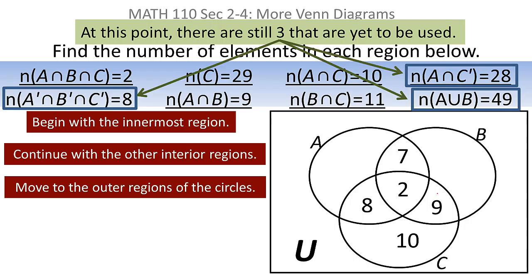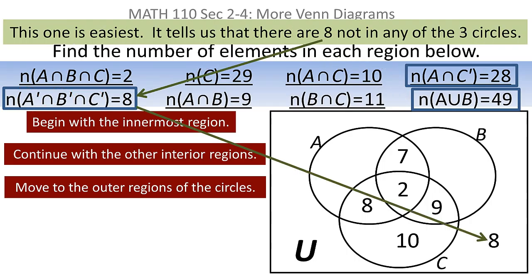Continuing, I have 3 pieces of information that I've not used yet. The easiest of those 3 is the first one. That just tells us that the intersection of the complements of all the sets is 8. That means that the number of elements that aren't in A, and aren't in B, and aren't in C is 8. And so that goes outside of all 3 circles. That's the easiest.